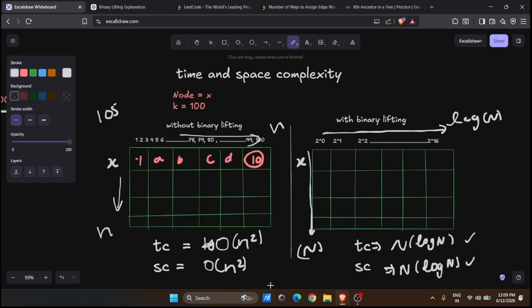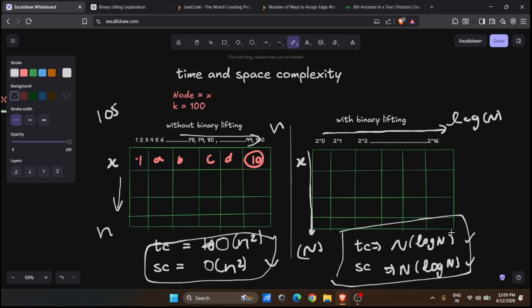So this is an optimal approach. For this question, the simpler approach also works, but if you understand this, you can solve all the competitive questions related to binary lifting. So I explained this with the help of binary lifting.